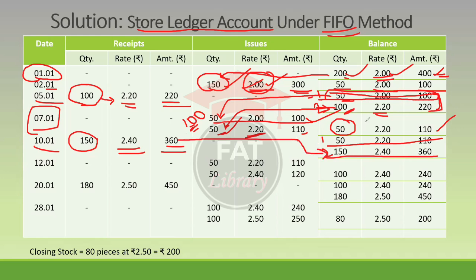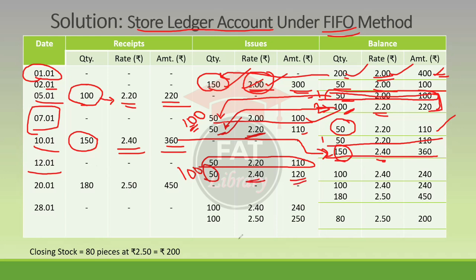Got it? So next, again on 12th of January they are issuing 100 units. So when they are issuing 100 units, from the first stock we take, like how we did earlier, first we take the oldest stock. So that is 50 units at 2 rupee 20 paise. Another 50 units we take from the 150 units we received on 10th of January. The rate you can see here is 2 rupee 40 paise.